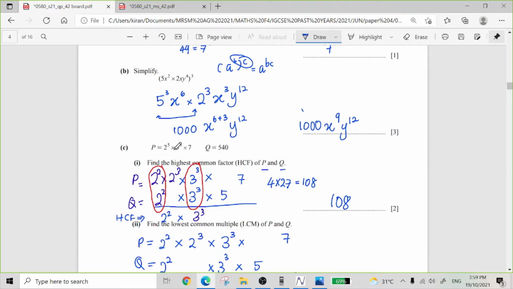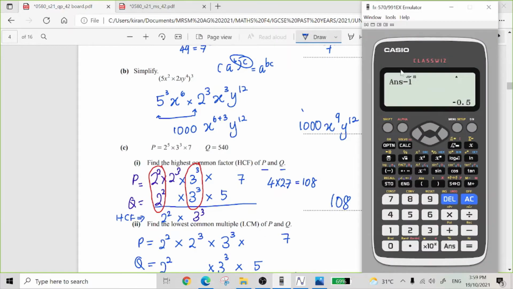So p is 2 to the power of 5 times 3³ times 7, and then q is 540. Actually, if you have this kind of calculator, you can find the prime factorization of numbers. Let's say I will show you 540. Press shift here, you can see this part, FACT, and then you press this part, you get 2² times 3³ times 5.